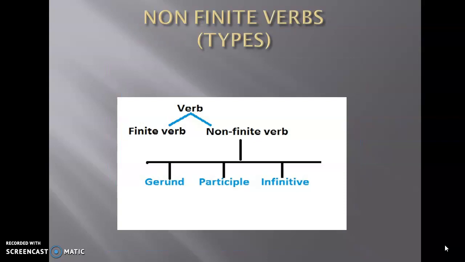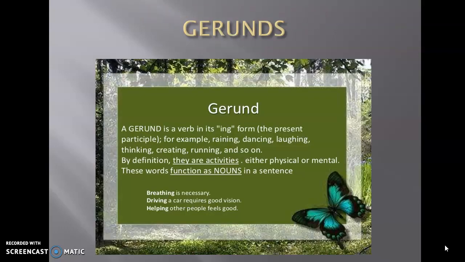Non-finite verbs are of three types: gerund, participle, infinitives. Once again, finite verbs are the verbs which change. Non-finite verbs are the verbs which do not change. They remain the same. Gerunds. A gerund is a verb in its ing form, just like in continuous forms of verbs. So, gerunds are the verbs with ing.